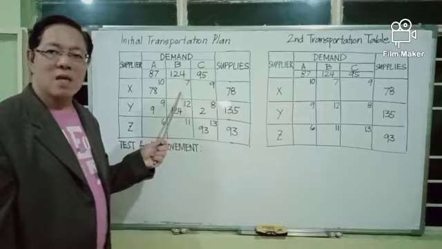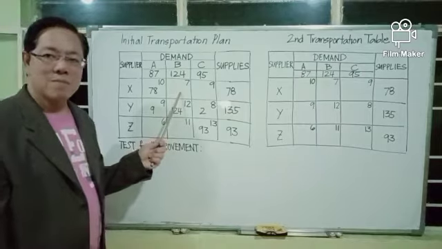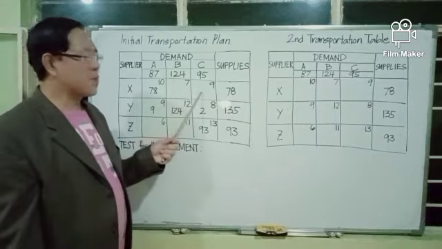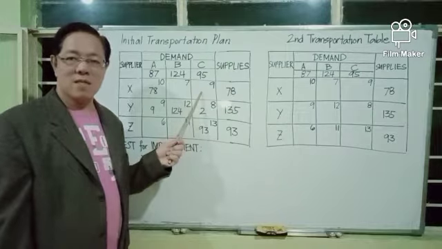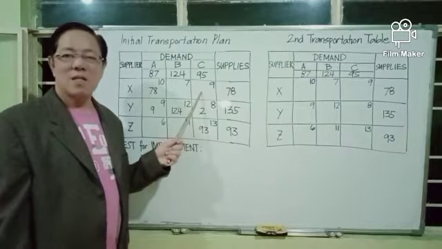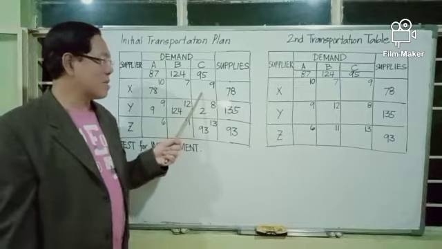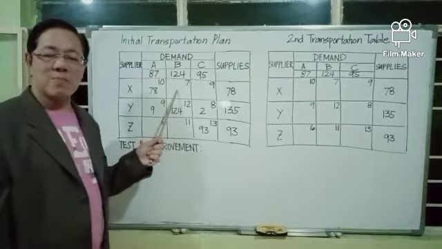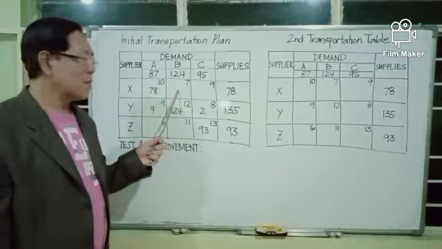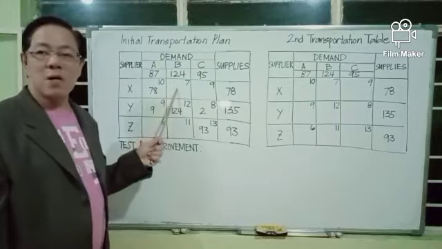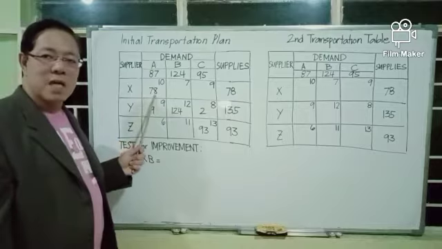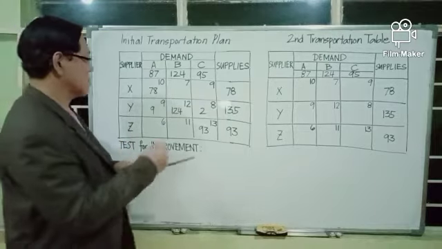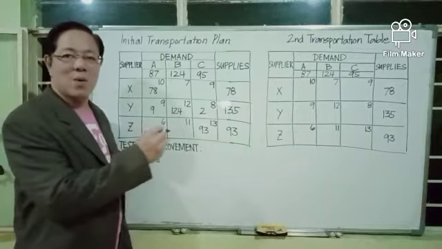From this vacant cell, we move horizontally, and we cannot move to this vacant cell because it has nothing. There's nothing we can get from this vacant cell to transfer to the vacant cell we are considering. Thus, we move horizontally to the left up to 78. We indicate that by this arrow.